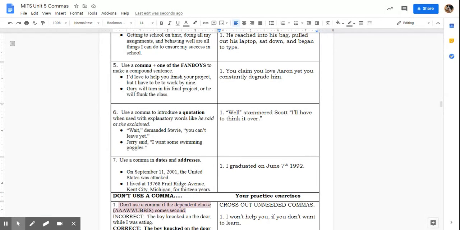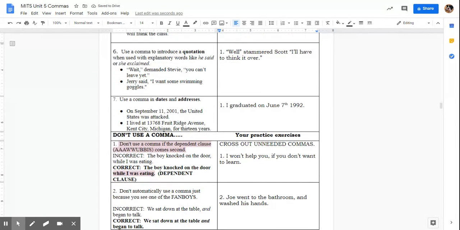Number 5, use a comma plus one of the fanboys to make a compound sentence. You guys should be great at doing this by now. So an example would be, I'd love to help you finish your project, but I have to be to work by 9. Okay, just make sure that you identify that fanboy that is separating the two independent clauses, and make sure you have that comma in front of it.